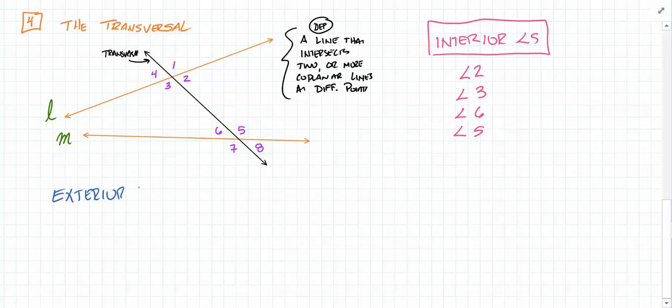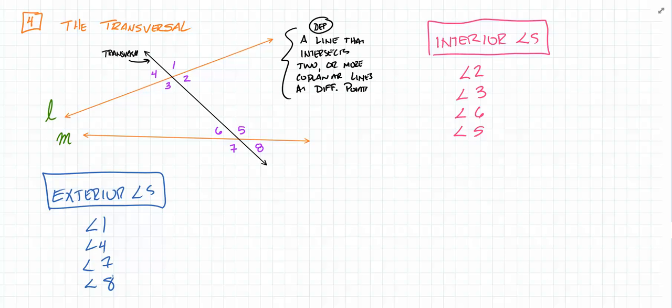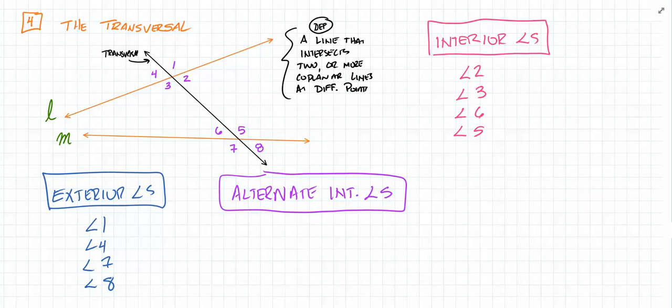Okay, again, not trying to trick you. Give me one of the exterior angles. Angle 1, you're absolutely right. Can you give me the other ones? Angle 4, angle 7, and angle 8. So we're just talking about the different types of angles that happen when a transversal cuts across 2 or more coplanar lines. So the next group of angles are called alternate interior angles.